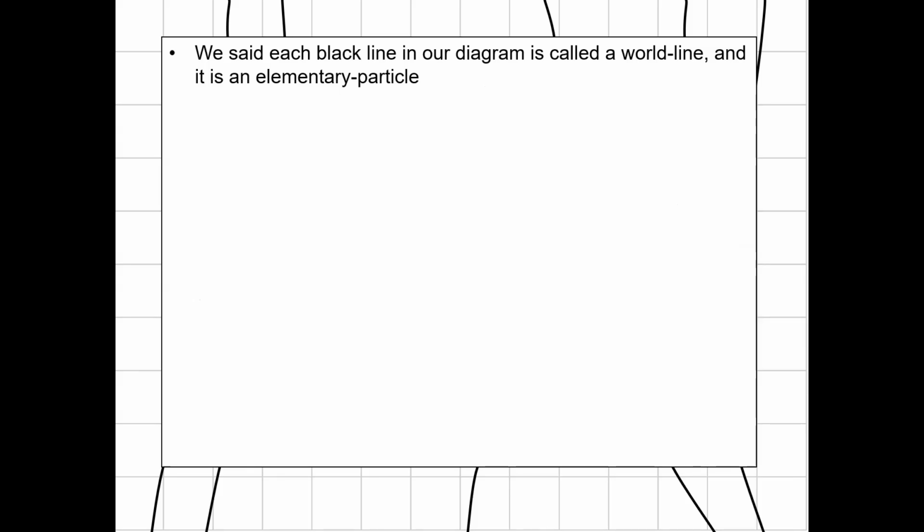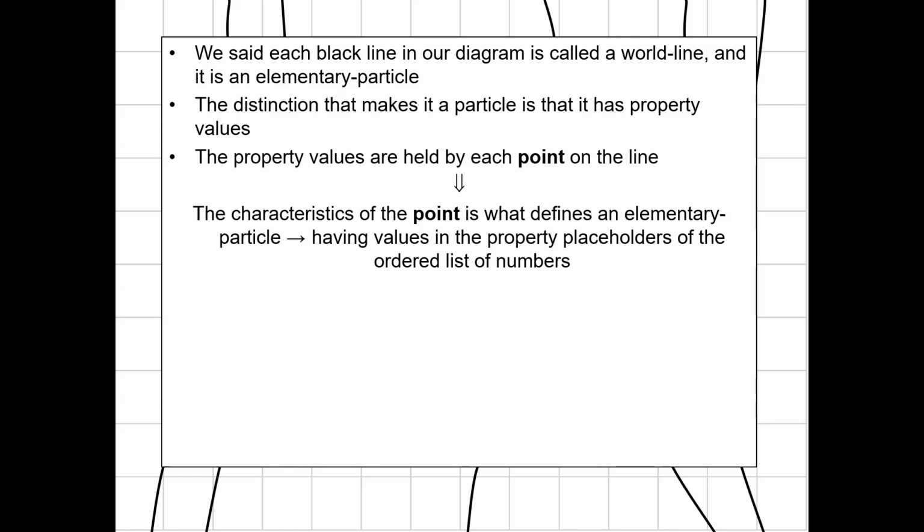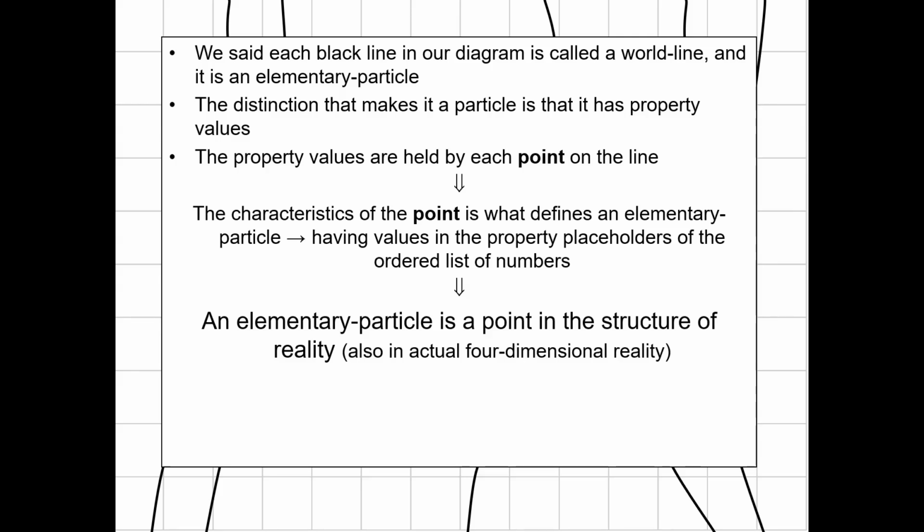We also said that each black line in our diagram is called the world line, and it is an elementary particle. The distinction that makes it a particle is that it has property values. Now, the property values are held by each point on the line, and this means that the characteristics of the point is what defines an elementary particle. So having values in the property placeholders of the ordered list of numbers is the defining characteristic of an elementary particle. And this means that an elementary particle is actually a point in the structure of reality.